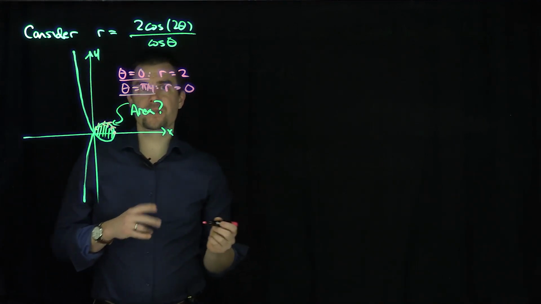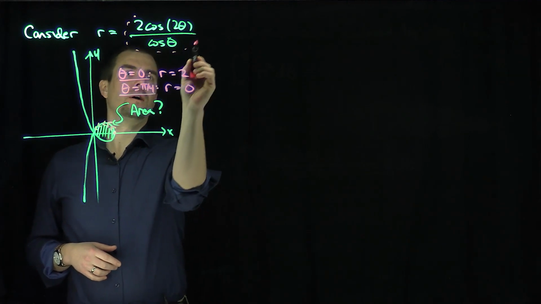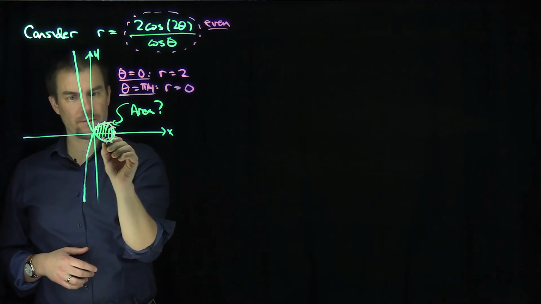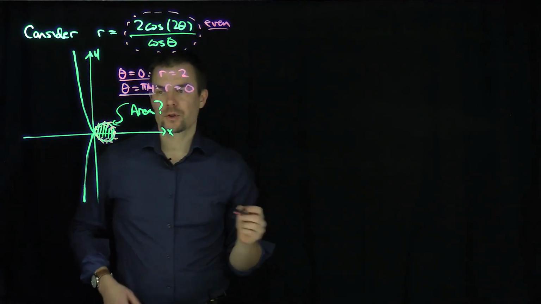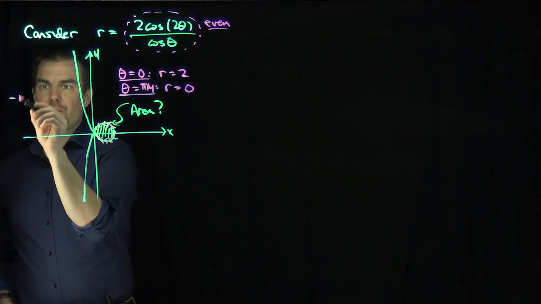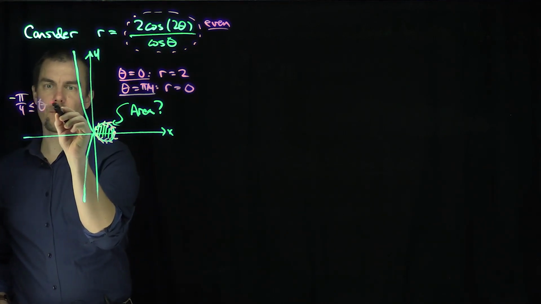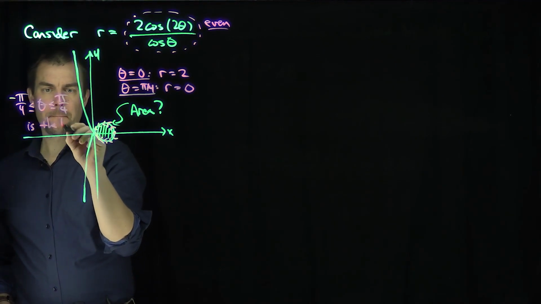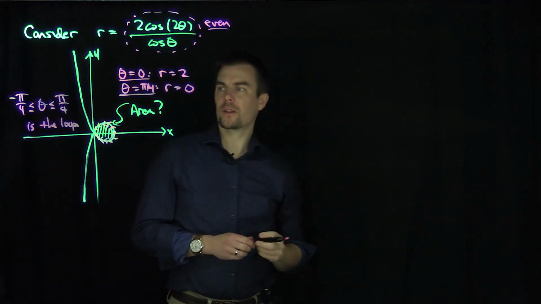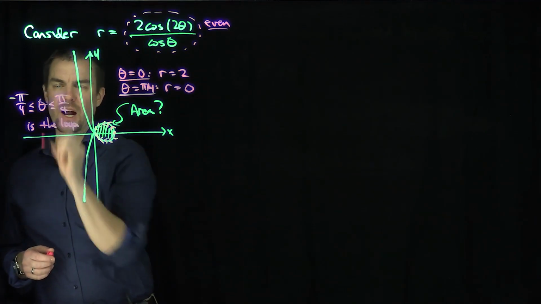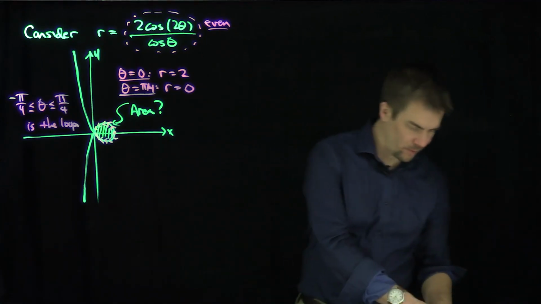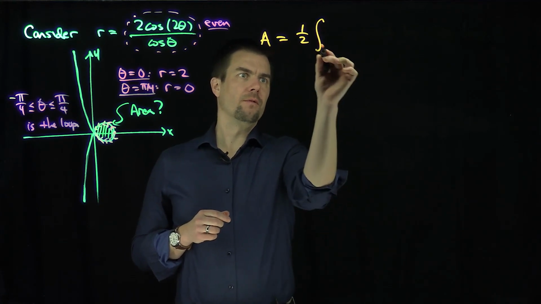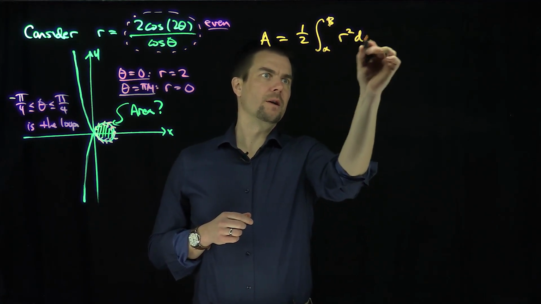So this curve is going to go from the point 2, 0 all the way back to the origin. And the nice thing about this function is that it is an even function of theta. So by polar symmetry, if I go to negative pi over 4, I will traverse the opposite direction. So the loop corresponds to the values of theta between negative pi over 4 and pi over 4. So now we can use our area formula. Our area formula is 1/2 the integral from alpha to beta of r squared d theta.